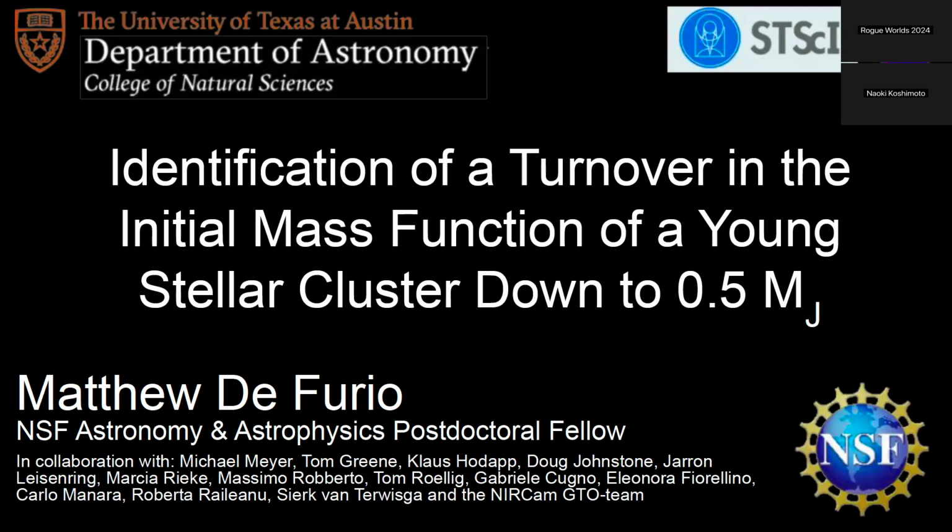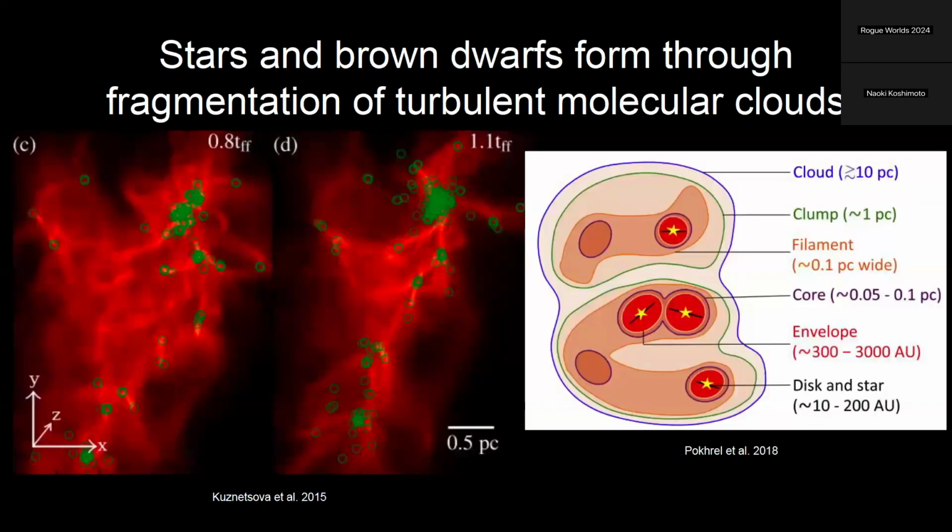Today I'm going to talk to you about the work that I've been doing as a part of a NIRCam GTO program where we identified a turnover in the initial mass function in a young star forming region down to about half of a Jupiter mass. So I really appreciate all that great background from the last talk, so I don't have to give it.